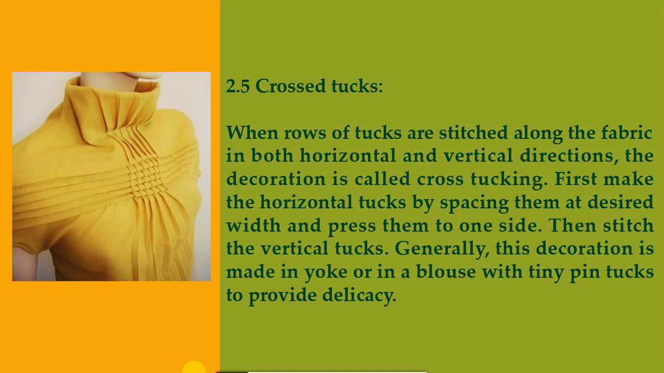2.5 Cross tucks. When rows of tucks are stitched along the fabric in both horizontal and vertical directions, the decoration is called cross-tucking. First, make the horizontal tucks by spacing them at the desired width and press them to one side. Then stitch the vertical tucks. Generally, this decoration is made in a yoke or in a blouse with tiny pin tucks to provide delicacy.